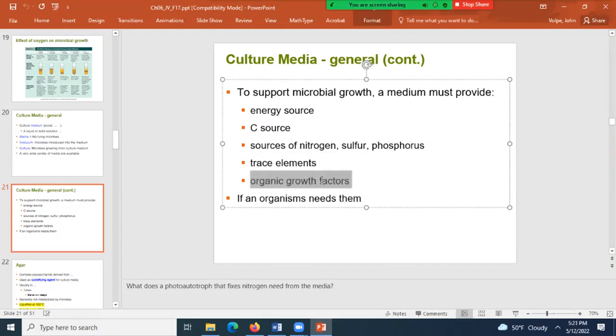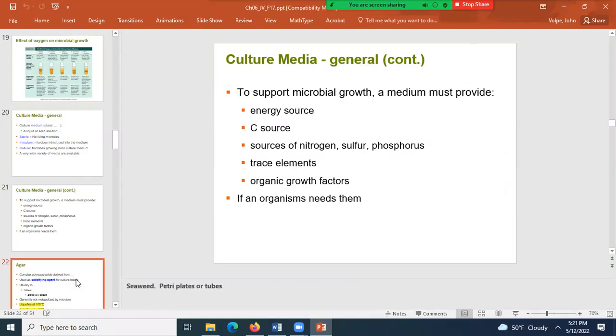I was hoping someone would remember vitamin C is an organic growth factor, at least for human cells. Now, if you were growing mice cells, they can make their own vitamin C, so you wouldn't need to supply that. But human cells need vitamin C. So generally all of the vitamins and the essential amino acids would have to be supplied.